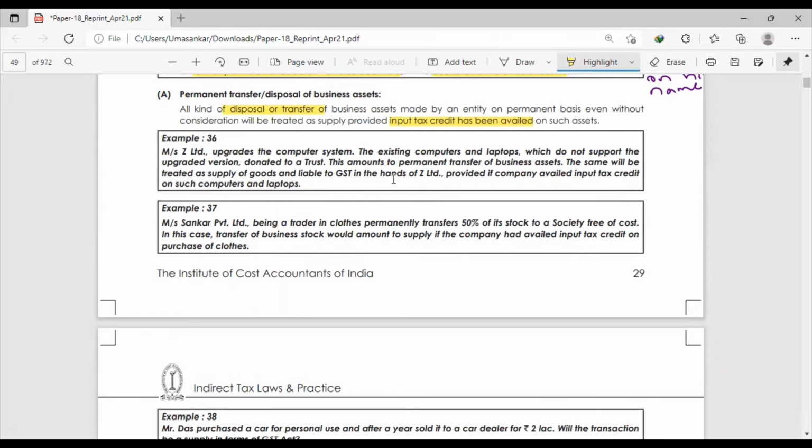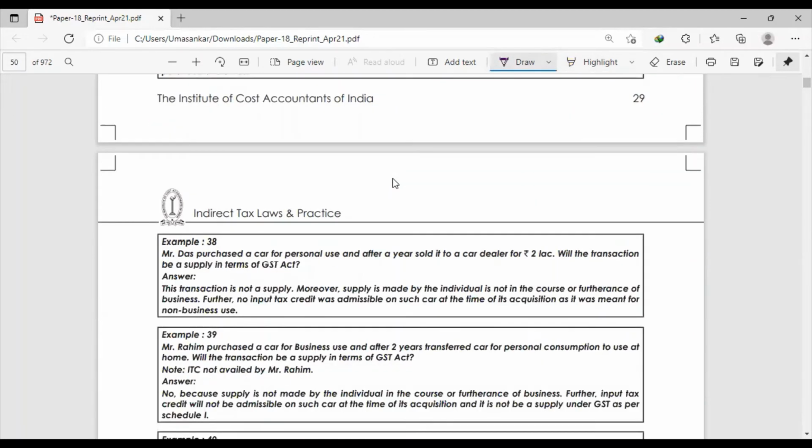I will go through one example. MSZ Limited upgrades the computer system. The existing computers and laptops which do not support the upgraded version are donated to a trust, and this amounts to the permanent transfer of business assets. The same will be treated as supply of goods and liable to GST in the hands of Z Limited, provided the company availed input tax credit on such computers and laptops when purchased. A similar example I gave you. Next.